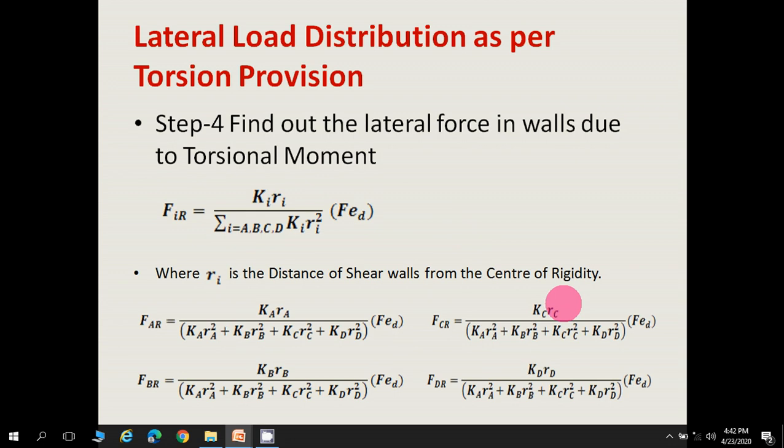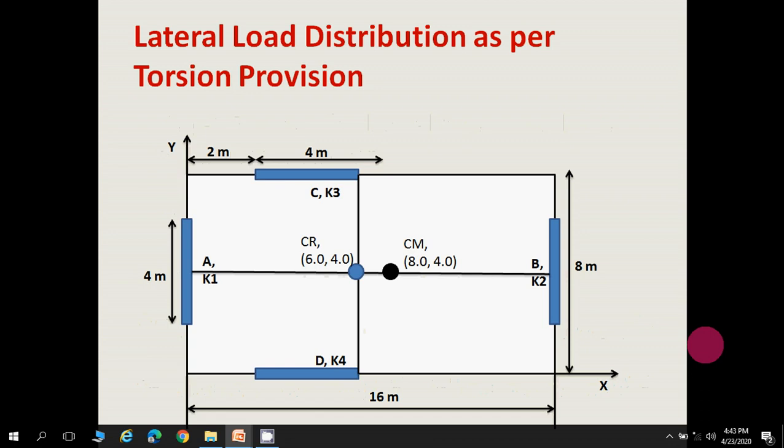Ki is the stiffness of that particular lateral load resisting element, and Ri is the distance of that particular shear pole from the center of rigidity. So if you are talking about wall A, then it is taken as F_AR equal to Ka Ra divided by Ka Ra square plus Kb Rb square plus Kc Rc square plus Kd Rd square, into F into Ed. Similarly for wall B, wall C and wall D. So by doing this, we can find out the lateral force involved due to torsional movement, and this can be seen here.